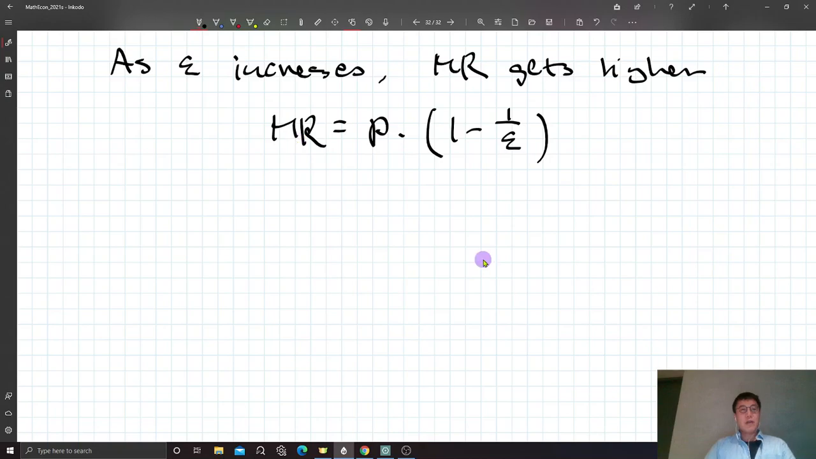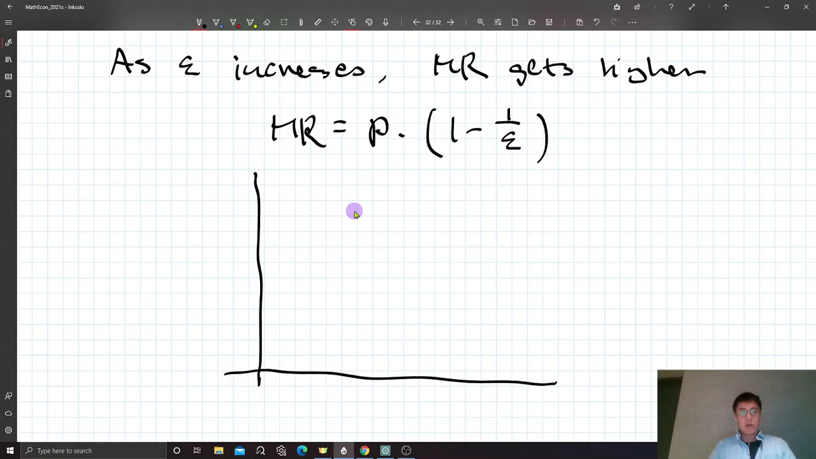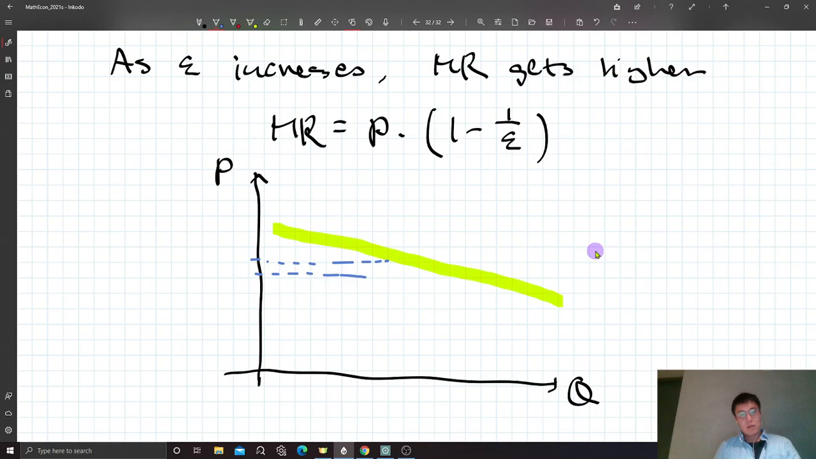Think about putting price on the vertical axis and the quantity demanded on the horizontal axis. Consider some demand function that is an almost horizontal line. For this type of demand function, price elasticity is really high because although price changes a little bit, the quantity demanded, people react quite substantially even to a small change in price.